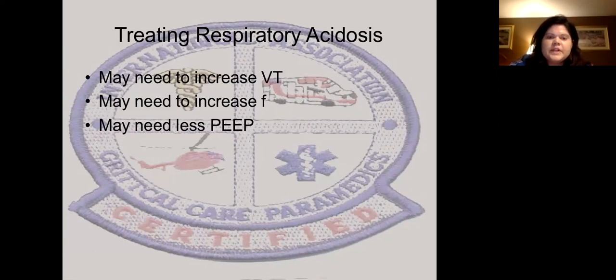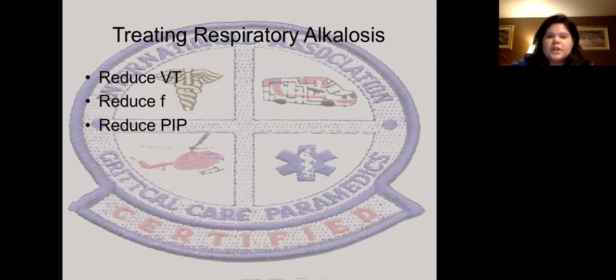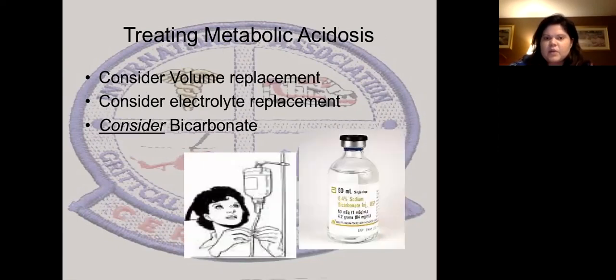So let's talk about treating them now that we know how to determine which they are. Treating respiratory acidosis, we may need to increase our tidal volume. We might need less PEEP. Respiratory alkalosis, we're going to reduce those, and it's going to do the same thing. We're just trying to balance with the patient.